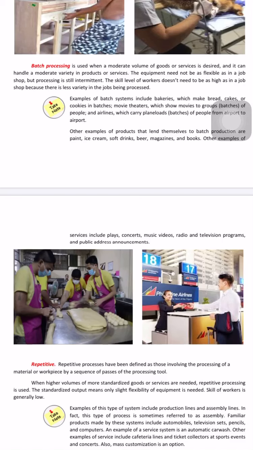For example, yung bakery. Okay, batch processing, that is only the certain batch that we can be able to produce because that is only the capacity of that certain business establishment. Kasi yun lang yung kaya niyang gawin. So that's one part of what we call batch processing.